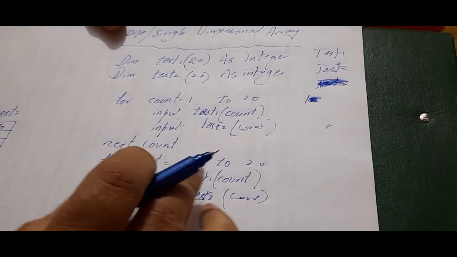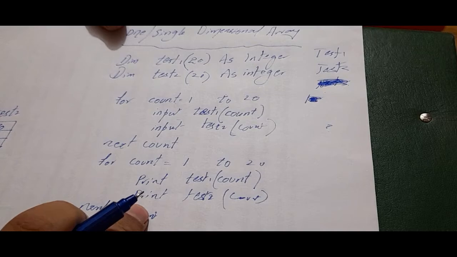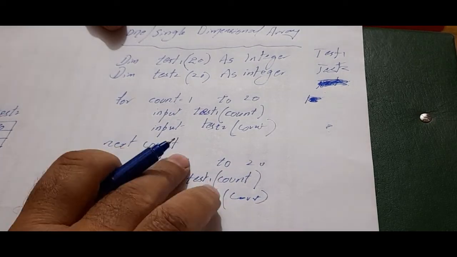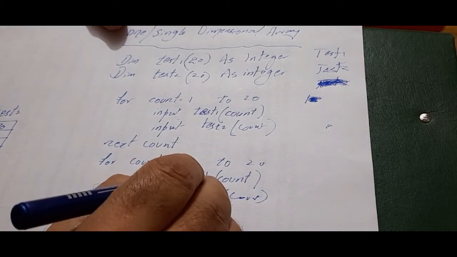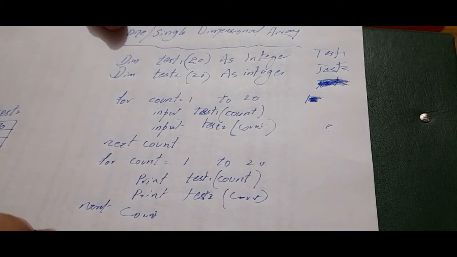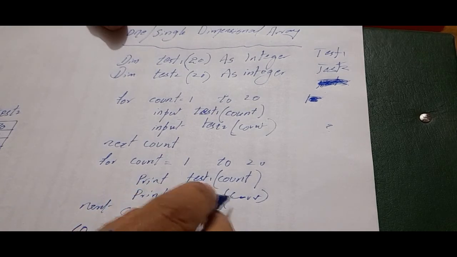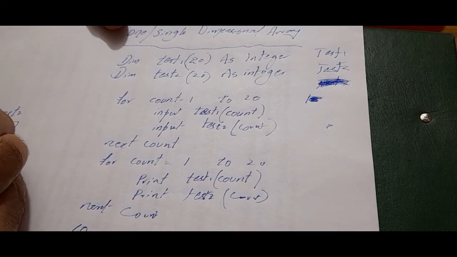Now what happens when this second loop runs? Count's value will get 1, and inside the loop there are two statements for display. In test 1, count's value is 1, so 1 will be put here, 1 will be put here. It means data of test 1 array's first index will be on screen. Data of the first location of test 2 will be on the screen, that is 70.